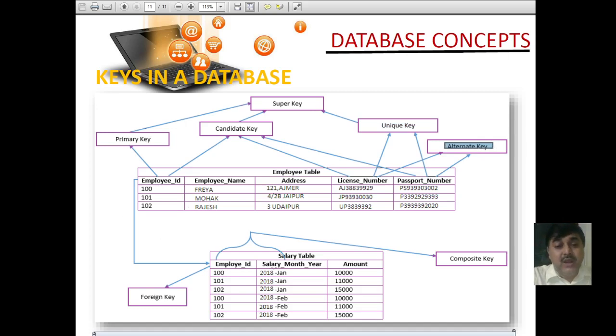See here that the employee id of this particular table and the employee id of this other table are the same. So the employee id of the employee table has become a foreign key in the salary table. Now when we combine two keys and make one key, that is said to be a composite key.